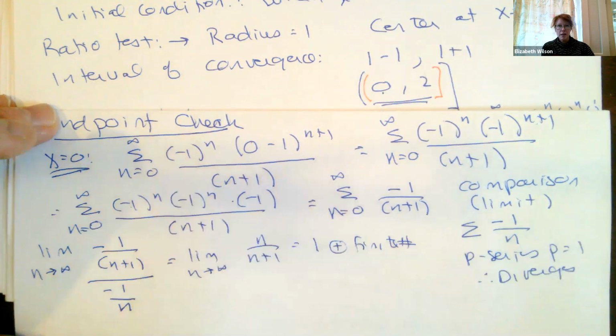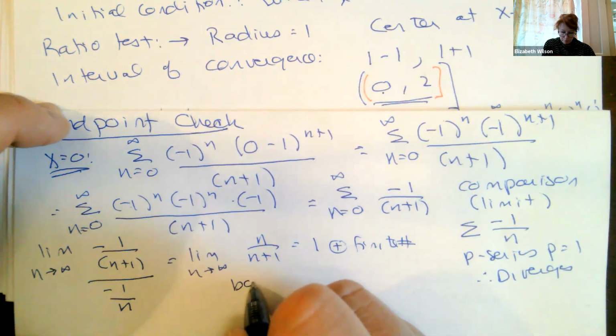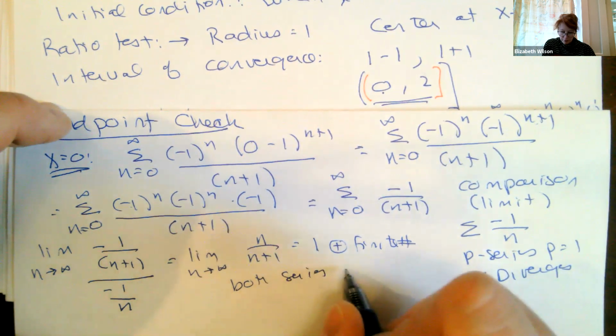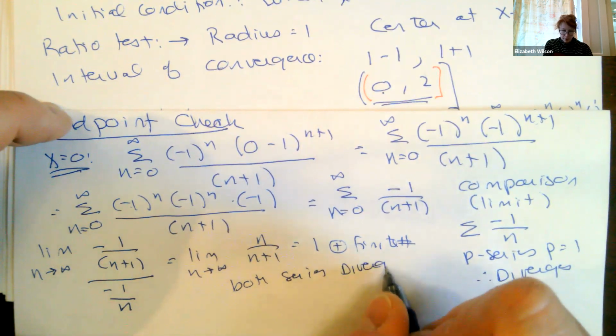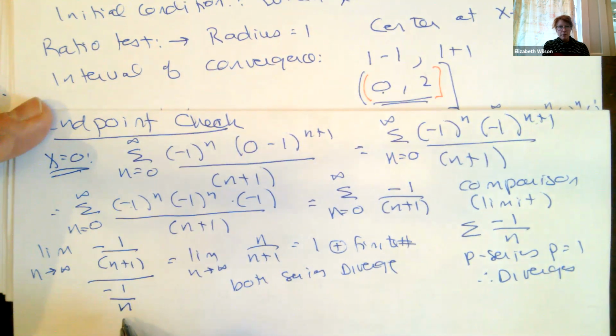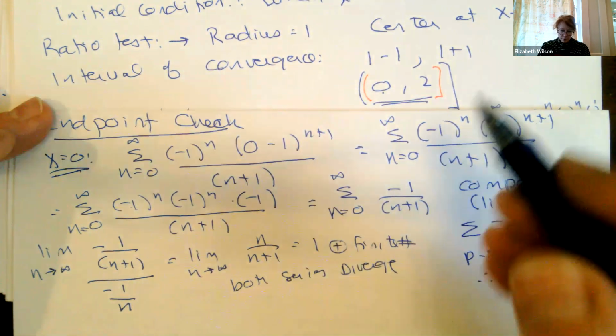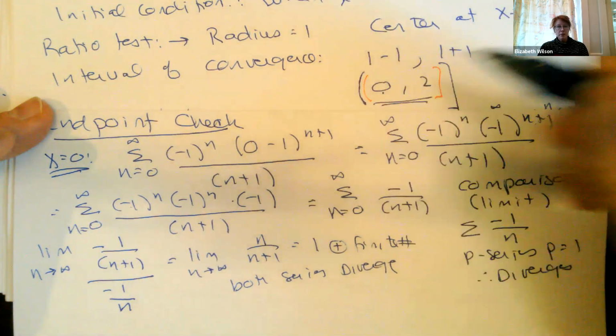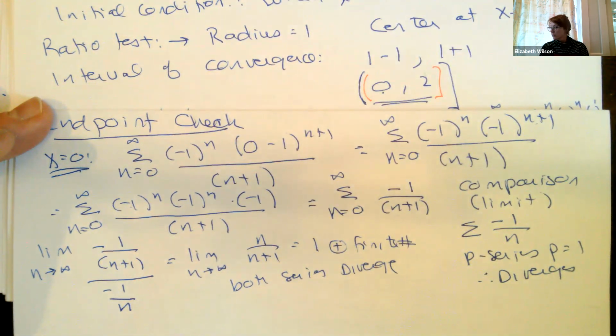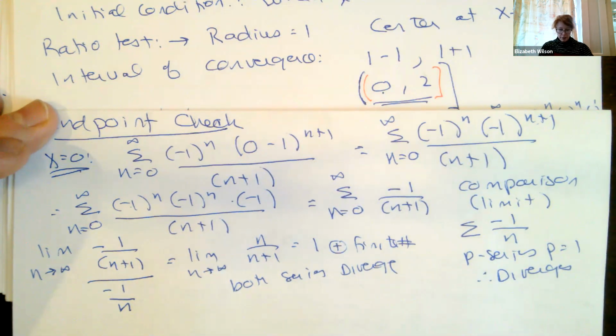So both series have the same behavior, which means that we're going to say both series diverge. I compared it to a divergent p series. I have a positive finite number, both series diverge. Okay, that means 0 is not included in my interval. That's our first endpoint check.